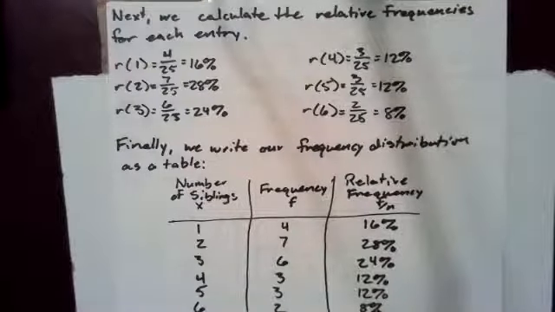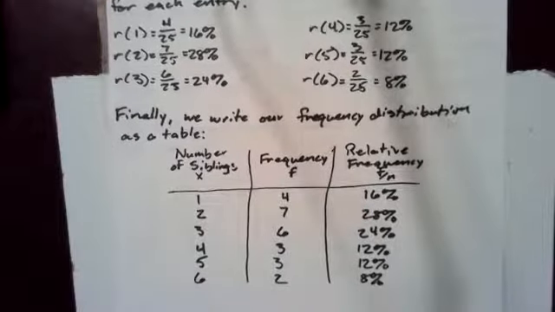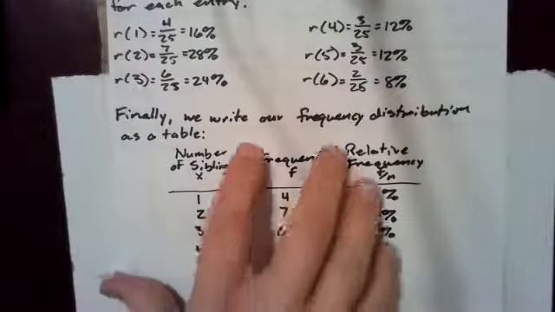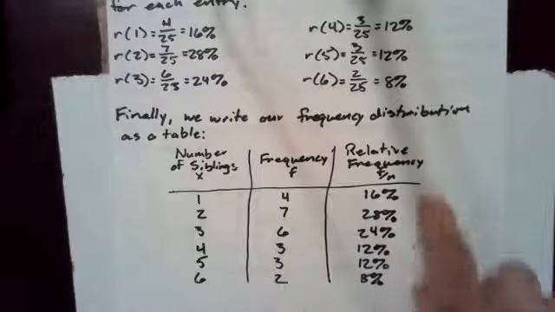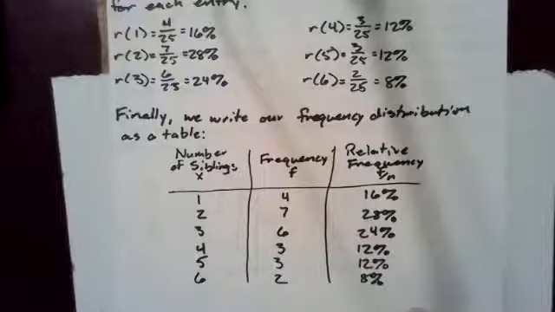Next, we calculate the relative frequencies for each entry. So the relative frequency for 1 was 4 out of 25, which is 16%. For 2, we had 7 out of 25, which is 28%, and so forth. And finally, we write our frequency distribution as a table. We list our number of siblings, the frequency, and the relative frequency.